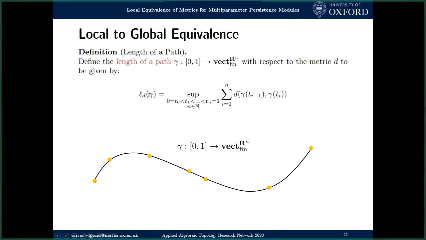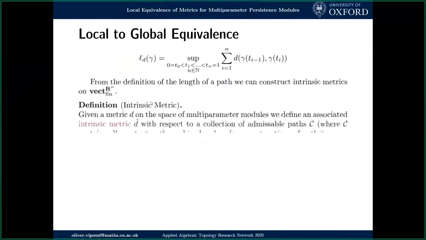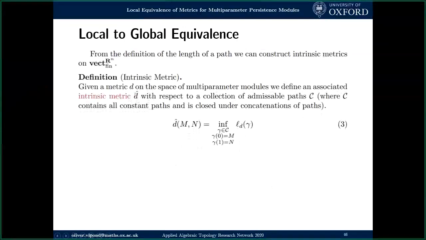To define the length of the path, you simply look over all partitions of our interval, and then you do a finite approximation of the length of the path by summing up the small little jumps along our path. And if you take the supremum over all partitions, this gives a well-defined notion of length for these paths. And so using this notion of length, we can induce another metric on our space of persistence modules, which we're going to call the intrinsic matching distance.